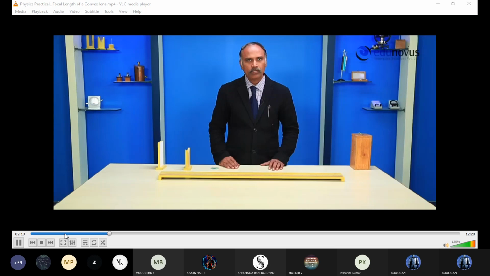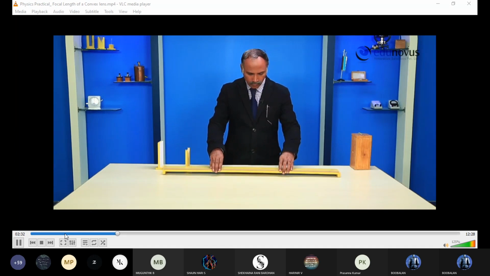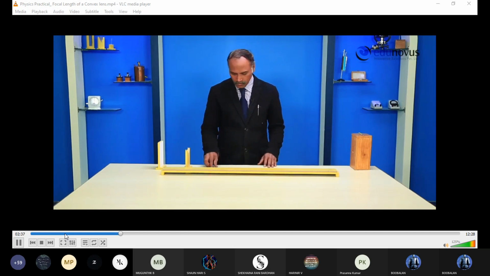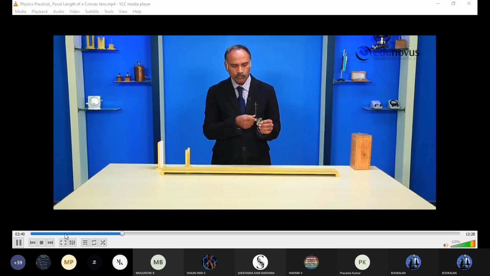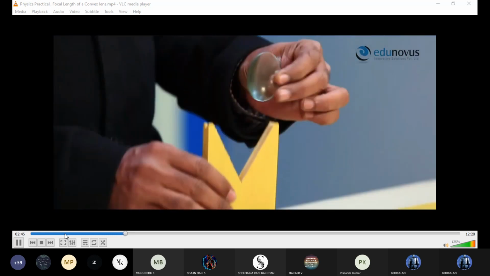Now, let me take you through the step-by-step procedure to perform the experiment. Here, first we determine the focal length of the convex lens by the distant object method. So, take an optical bench and place the bench on a level surface. Then, take a convex lens whose focal length is to be determined and place this lens on a V-stand.